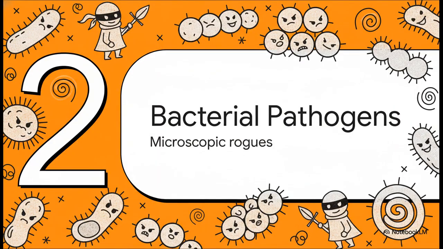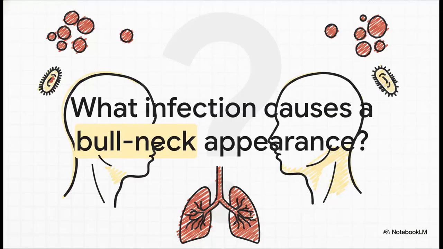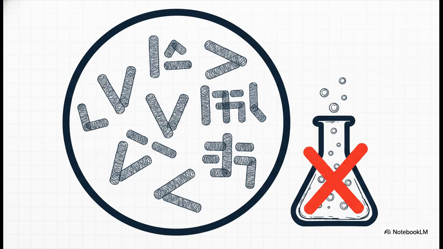Moving right along to Section 2, High-Yield Bacterial Pathogens. Think of this as the microscopic rogues gallery. All right, time for a classic active recall question. Imagine a patient presents with a respiratory infection causing such severe swelling in the cervical lymph nodes that it creates a super distinct bull neck appearance. What pathogen are we dealing with here? If you guessed diphtheria, you nailed it.